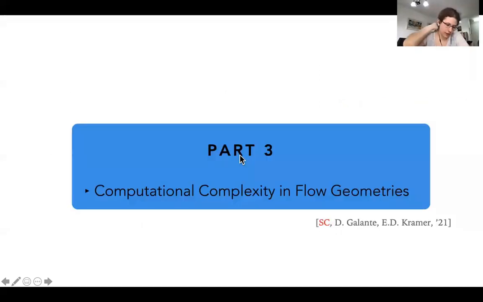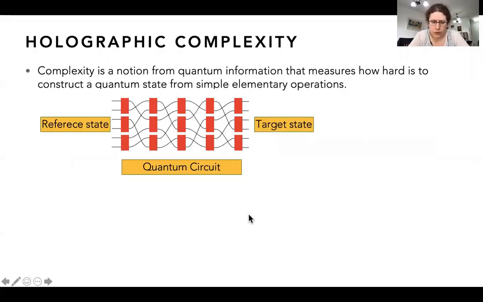All right. So that's the third part of my talk: as I said, to use all the setup to study the de Sitter cosmological horizon, and I will do it from the perspective of computational complexity. So a quick reminder of what this complexity is, or what holographic complexity is.